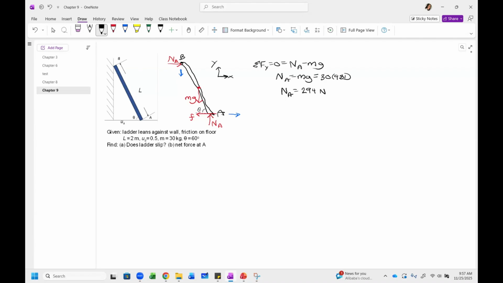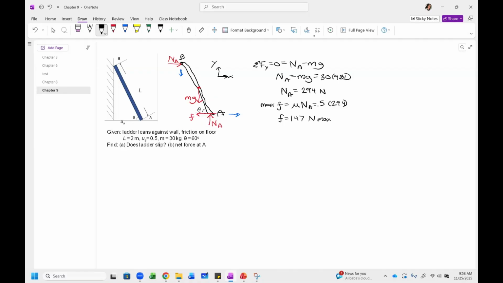Okay, so that's part one. That's not total force at A because we still have to get friction, but this is one of the forces at A. Now we can find max friction. So max friction equals the coefficient of friction times that normal force. And our coefficient of friction here is 0.5. So we have 0.5 times 294. And so this gives us that the friction is 147. F equals 147 newtons. And note that that is the maximum.